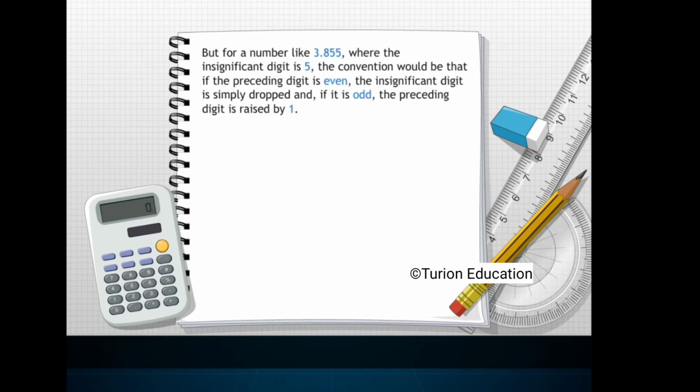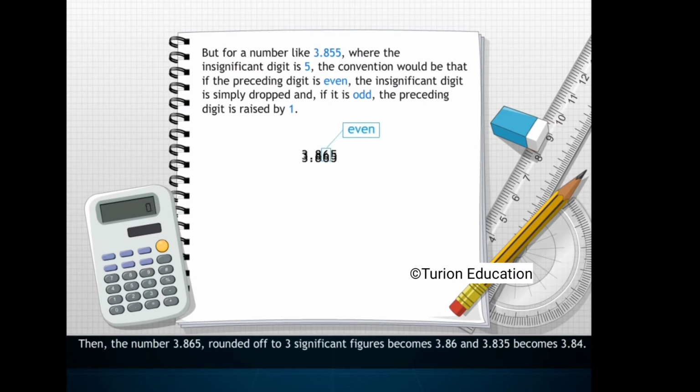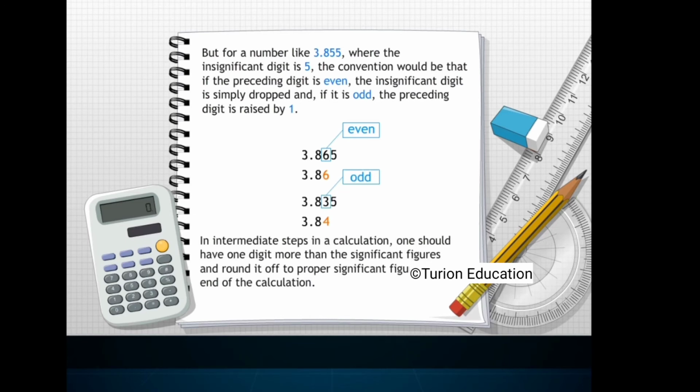But for a number like 3.855, where the insignificant digit is 5, the convention would be that if the preceding digit is even, the insignificant digit is simply dropped, and if it is odd, the preceding digit is raised by 1. Then the number 3.865 rounded off to three significant figures becomes 3.86, and 3.835 becomes 3.84. In intermediate steps in a calculation, one should have one digit more than the significant figures and round it off to proper significant figures at the end of the calculation.